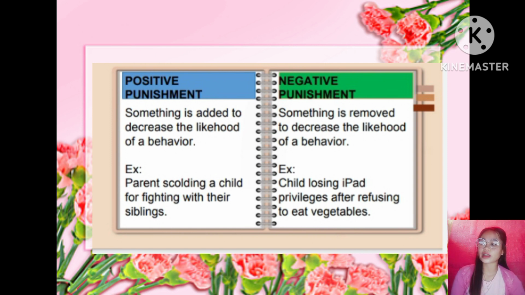And now, we are here at negative punishment. Something is removed to decrease the likelihood of a behavior. For example, a child losing iPad privileges after refusing to eat vegetables. So, you remove what she or he likes.